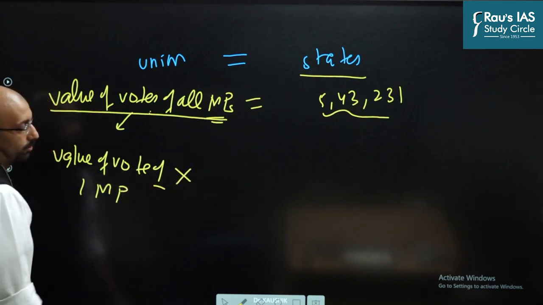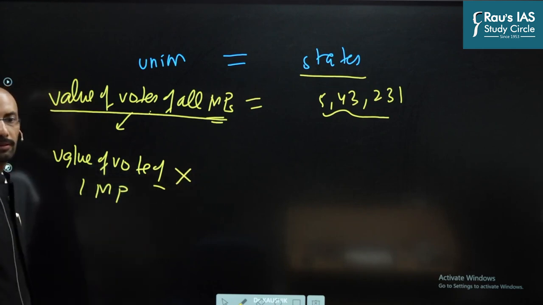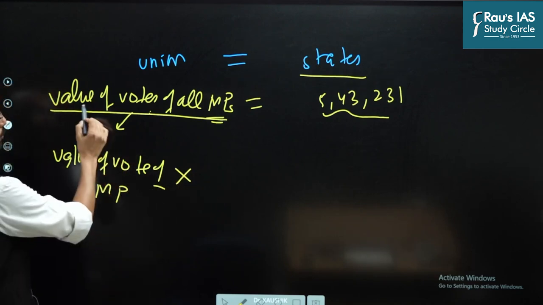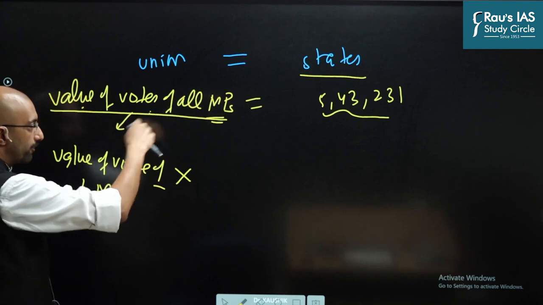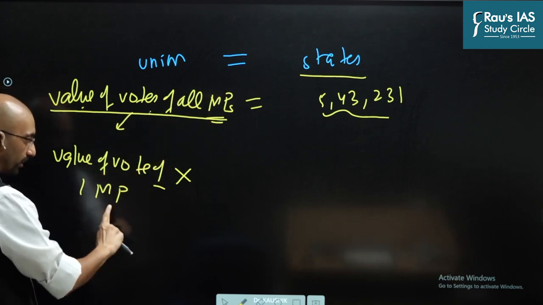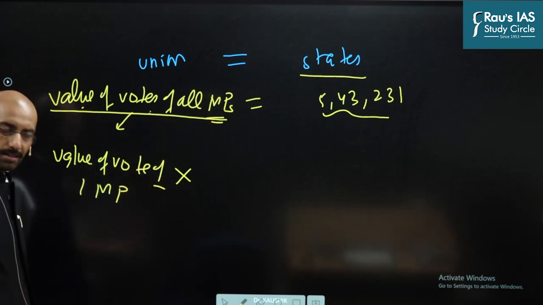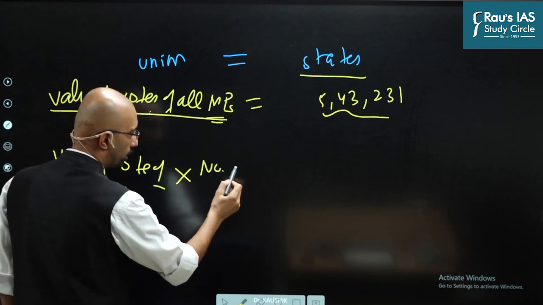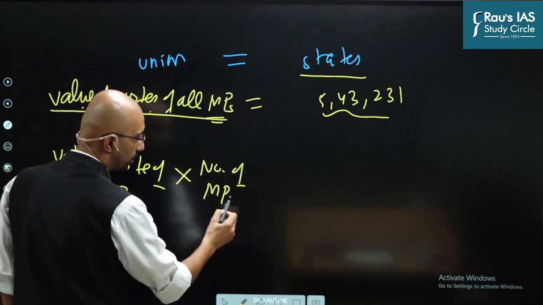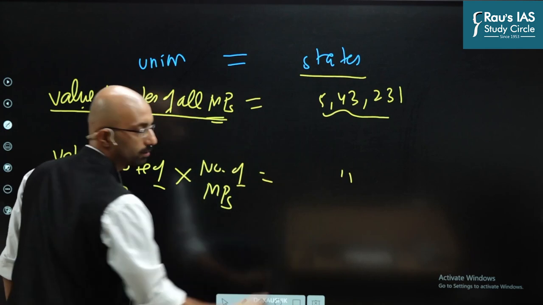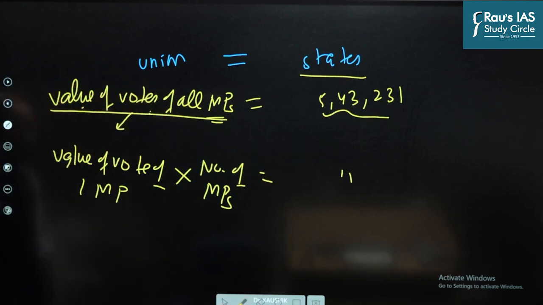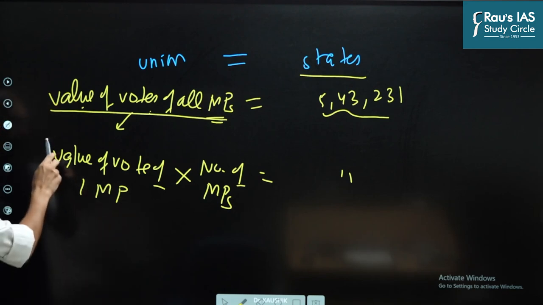into. So what should I write here? Right, this is the value of votes of all MPs. I'm bifurcating it into two parts. Value of vote of one MP into what? Total MPs, number of MPs, total number of elected MPs is equal to what? Same thing. Simple. This much maths do you all know? Childhood memories.